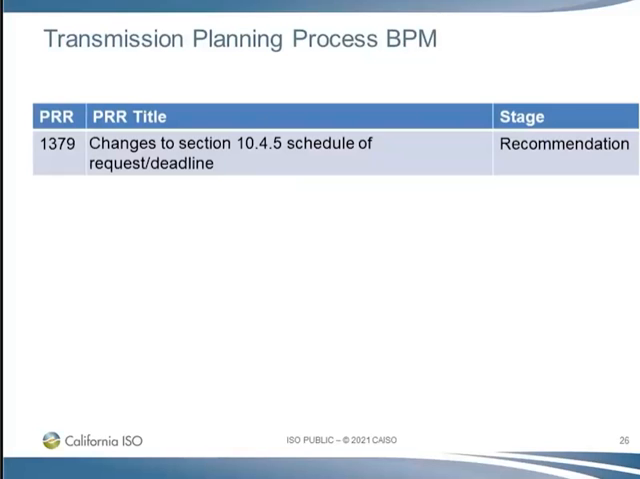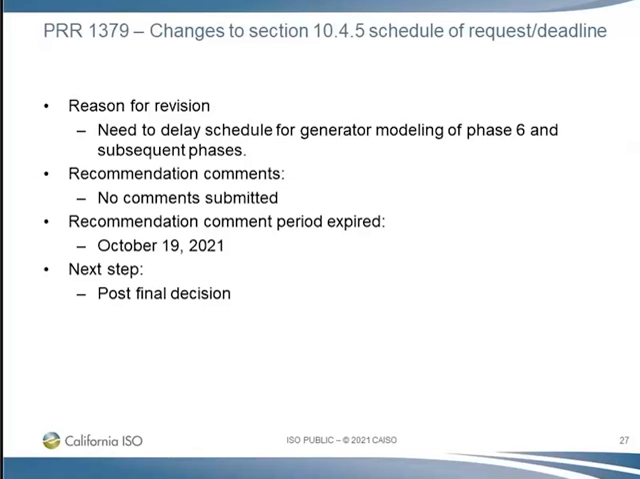The next BPM we're going to talk about is Transmission Planning Process. PRR 1379 was for changes to Section 10.4.5 Schedule Request and Deadline. This is in the recommendation stage. The reason for this revision was the need to delay schedule for generator modeling of Phase 6 and subsequent phases.